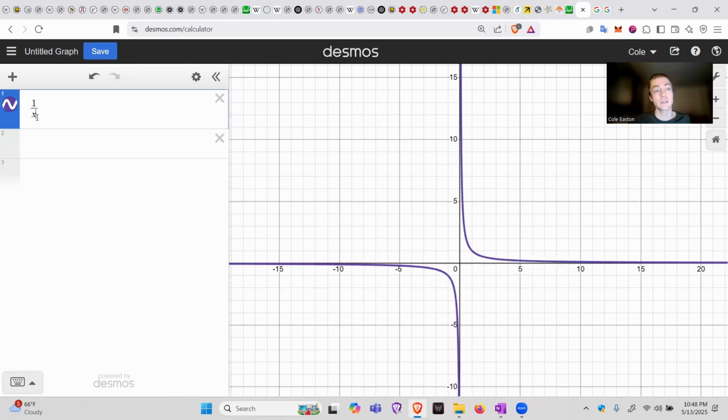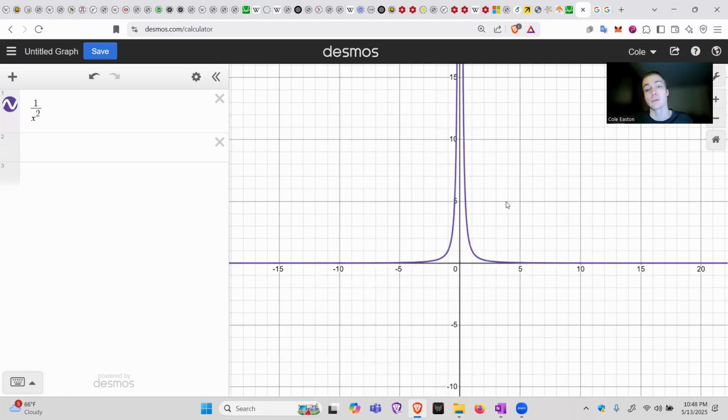But now if we square this x in the bottom, right, then we have a positive divided by a positive because x squared is always going to be positive. So let's look at that. 1 divided by x squared, right? And so now this is always positive and we're approaching positive infinity from either direction.